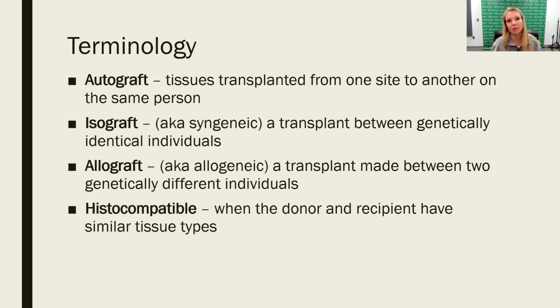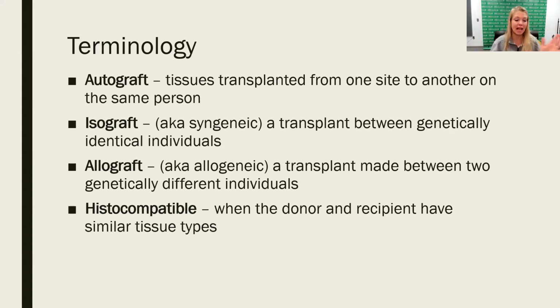Shouldn't be any issue there because it's still self and the antigens are going to be the same. But that's an autograft. An isograft is if you have an identical twin, because the genetics are going to be identical between two individuals. They have the same genetics, and so to the body, it's going to look like self. And so it is a transplant between two genetically identical individuals.